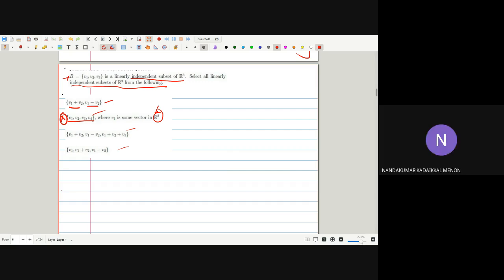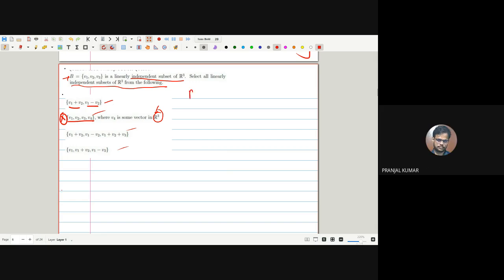Yes, sir. Okay, the girl who originally asked the question, tell me, do you know this? Yes, sir. I know, sir. A vector is linearly dependent on another vector if it can be expressed as a scalar multiple of the other vector. In that case, they are dependent. But if they cannot be expressed, then those two are independent. Yes or no?